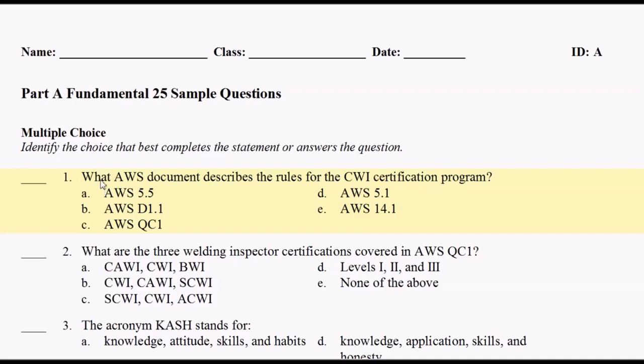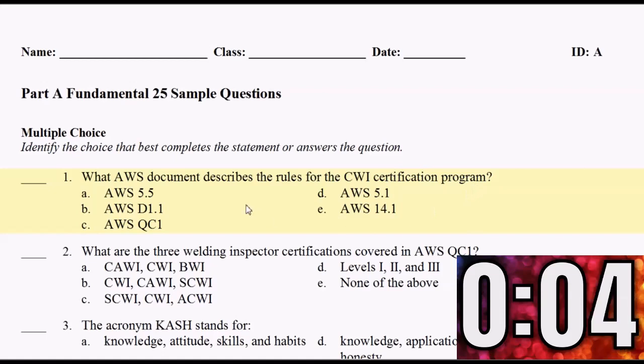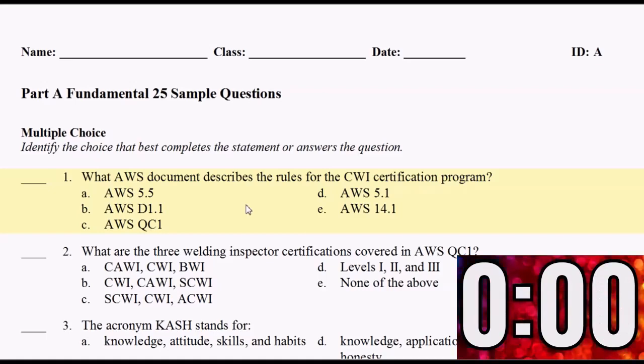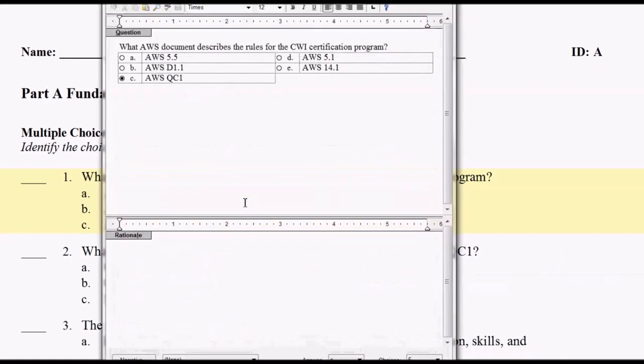A. AWS 5.1. B. AWS D1.1. C. AWS QC1. D. AWS 5.1. E. AWS 14.1. The answer is AWS QC1.